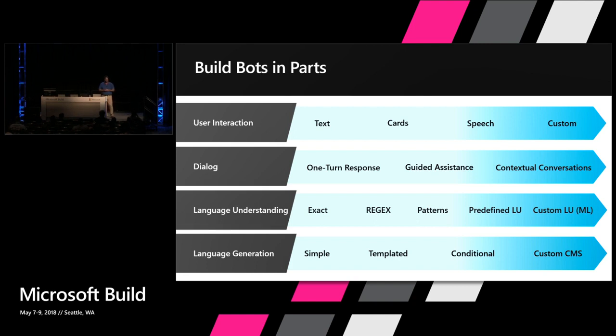Cognitive services help your bot have a more meaningful and more human-like conversation with your users. But where do you start? It's all in a spectrum. If you look at user interaction and dialogue, Elaine touched on that quite a bit. But talking about language understanding and language generation, even those are a spectrum. You can always start with the most simple thing for your scenario, and then layer in the sophistication as needed.